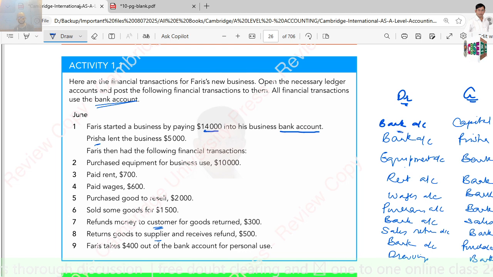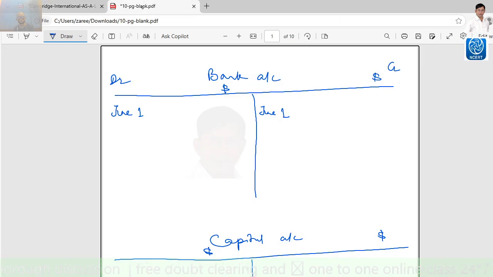So what we have to do? We have to write here 14,000. Bank account is debited means we have to write here. So this is the meaning. Remember, sir, most of the students get confused: something will be written here and they think this is debited. No. This bank account is debited.